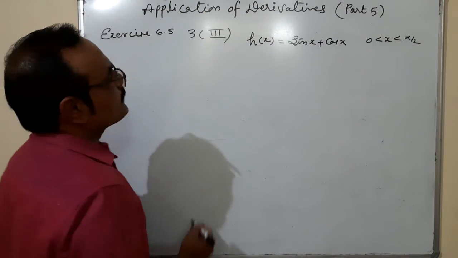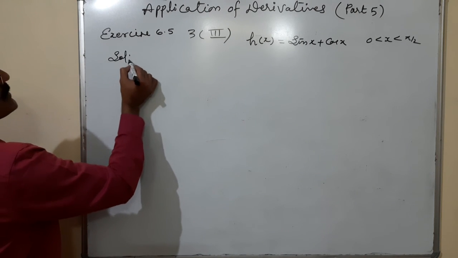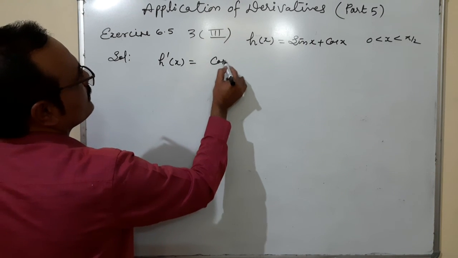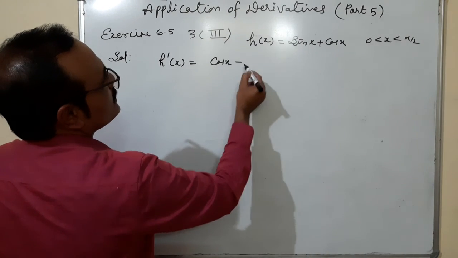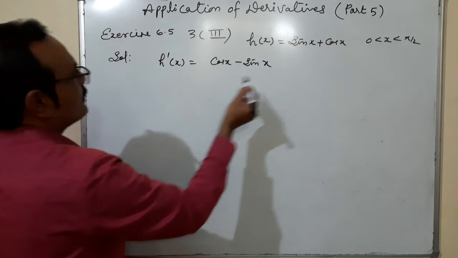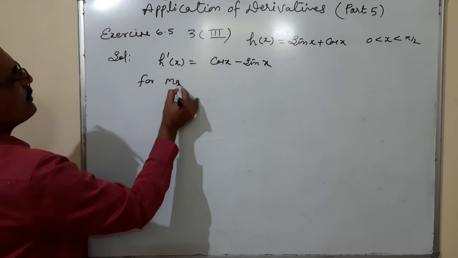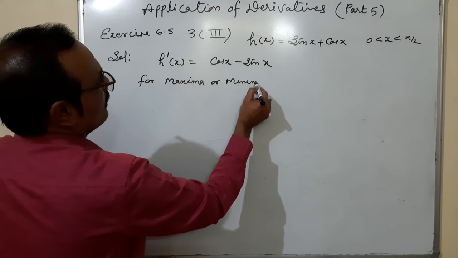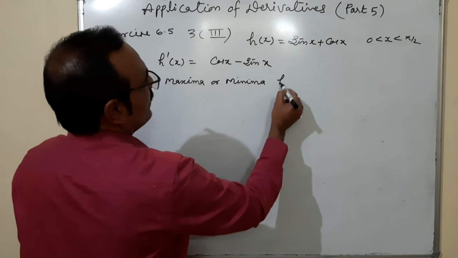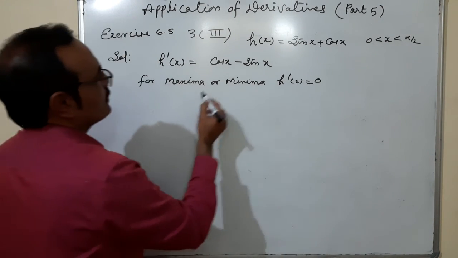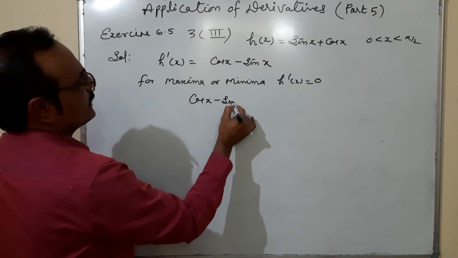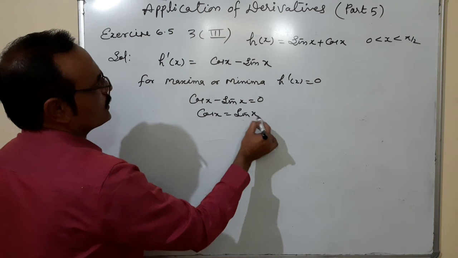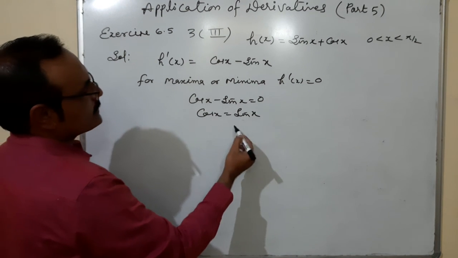Using the differentiation method, h dash x is equal to the derivative of sin x, which is cos x, plus the derivative of cos x, which is minus sin x. And for maxima or minima, h dash x is equal to 0. So I write here cos x minus sin x is equal to 0. Cos x is equal to sin x. What does it mean? Sin x upon cos x, tan x is equal to 1.